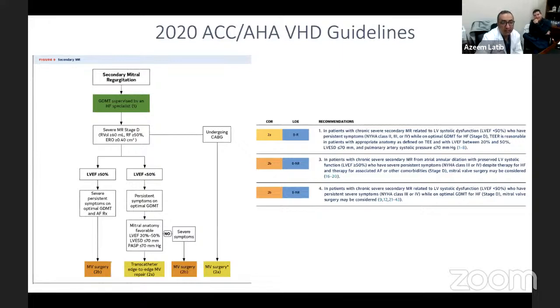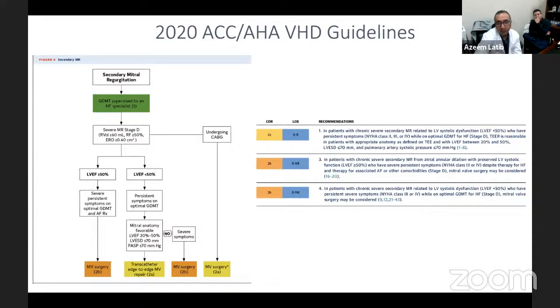Where surgery does get a 2A indication is the patient with severe MR who's undergoing CABG. Okay, there is randomized data showing there that if you're undergoing CABG with severe MR, mitral valve repair in conjunction with CABG results in better outcomes.